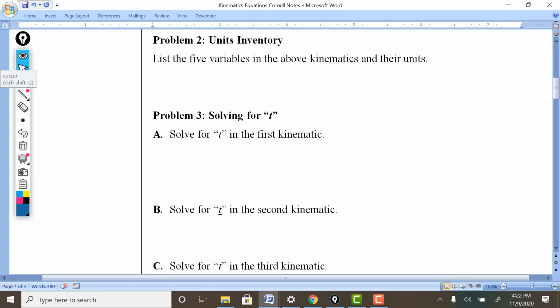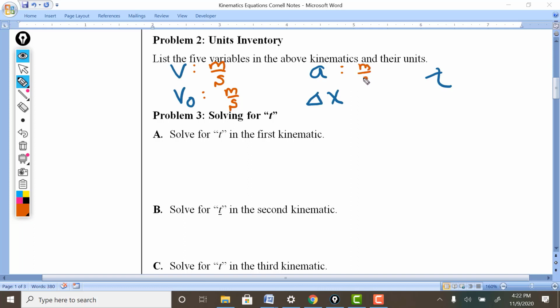Problem 2. Let's list the 5 variables and their units. So we have v, v naught, a, delta x, and t. The units for v are meters per second. V naught is another type of velocity. It just happens to be an initial velocity. Nevertheless, it is still meters per second. Acceleration, just like before when we talked about Newton's laws, is meters per second squared. Delta x is in meters, and time will be appropriate for us as seconds.